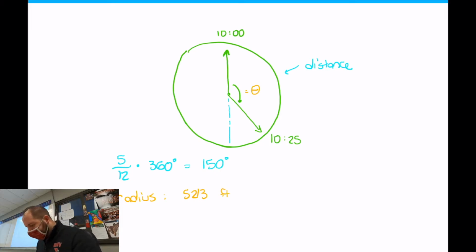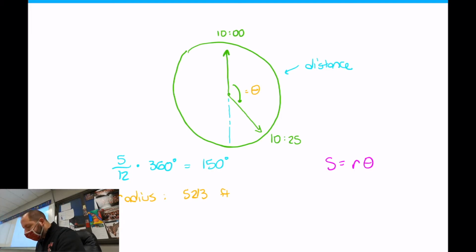Okay, so we got 5,213. That's a really bad 213, but we're going to plug this into my formula. So again, if you don't remember the formula from the first page, this is the formula we're using. I want to figure out the distance I'm traveling along that circular path. How far did the minute hand actually drag across that circle?